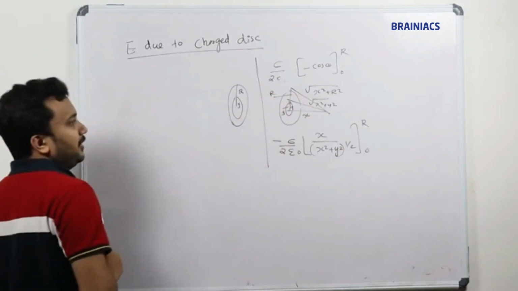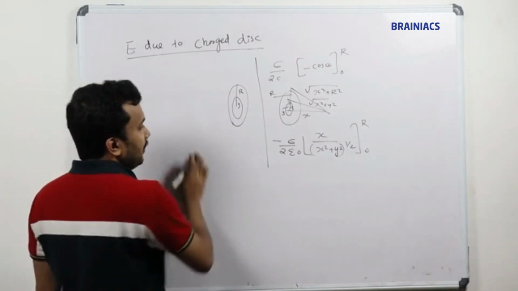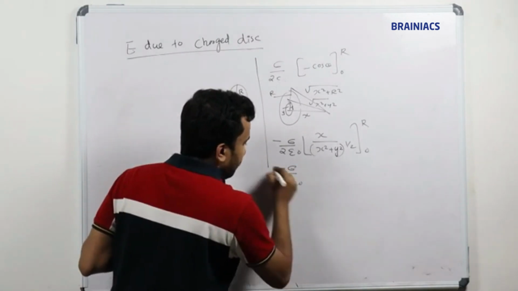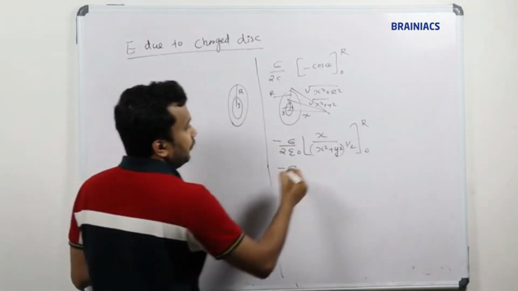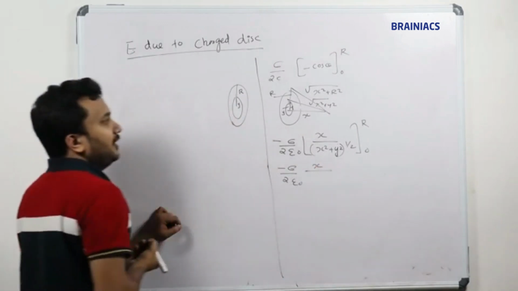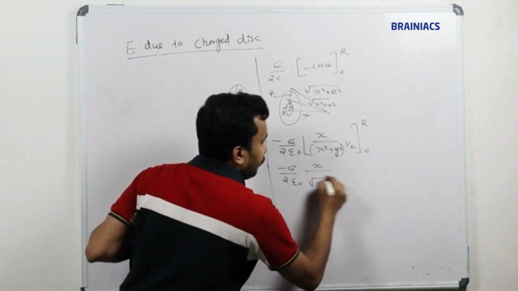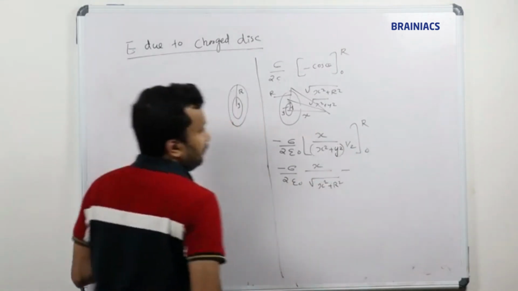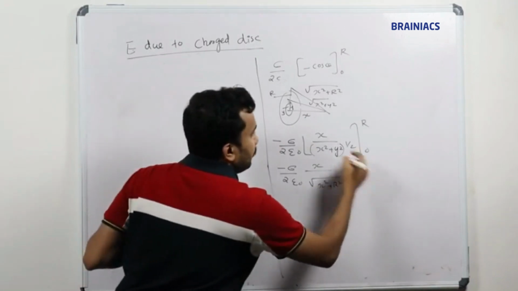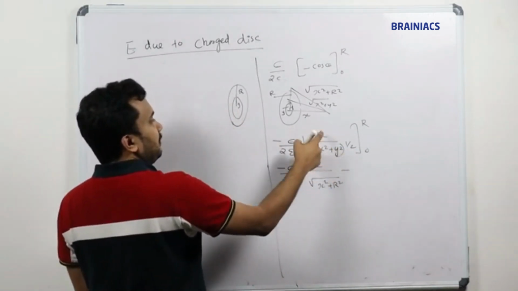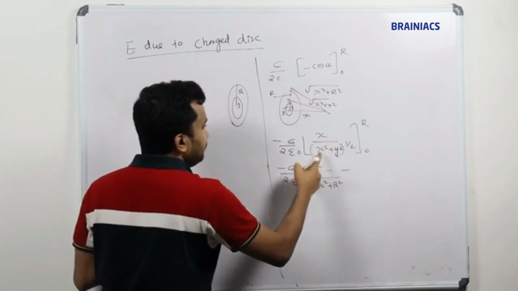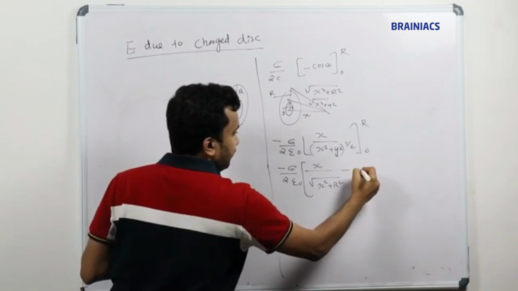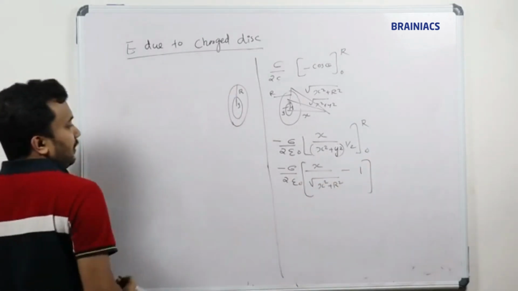We are not reached at capital R circles. Okay, so let's continue. So minus sigma divided by 2 epsilon 0 into x divided by, we are applying the limit, upper limit minus lower limit, root of 1 by root x square plus r square minus of, we are substituting 0. So x 0 will substitute become x square. X square and the root, so 1, so minus of 1. We'll further continue from here.